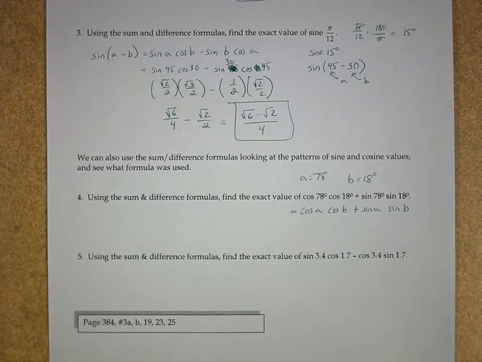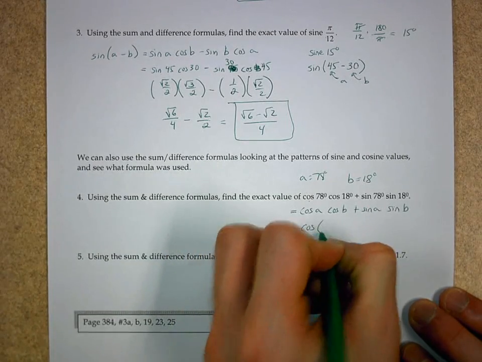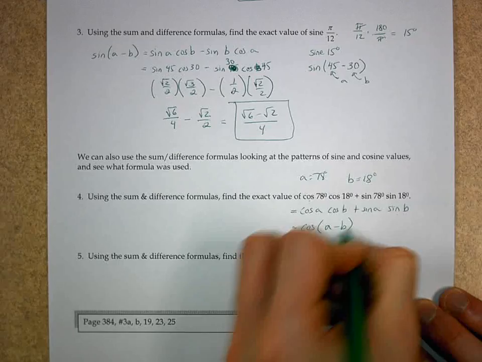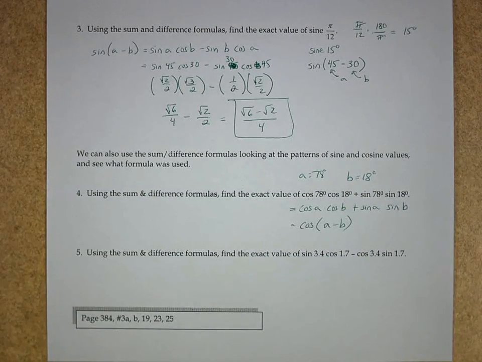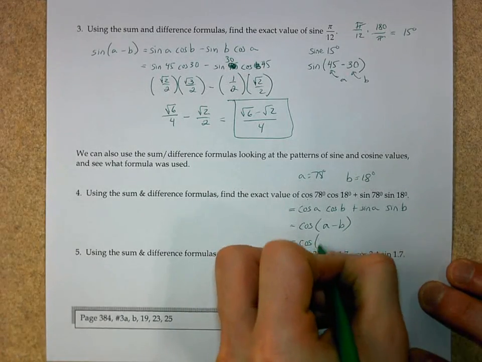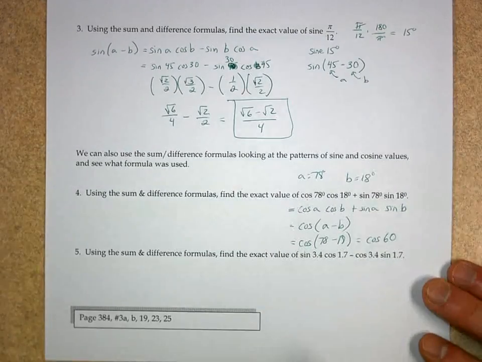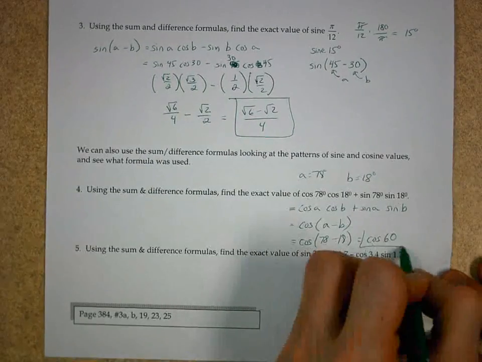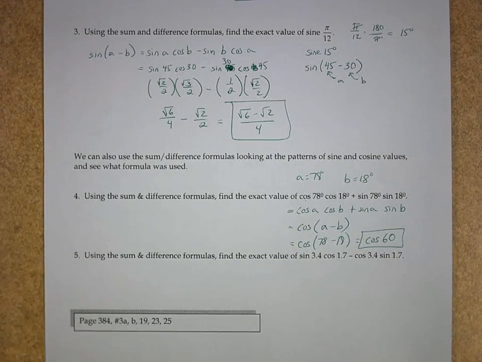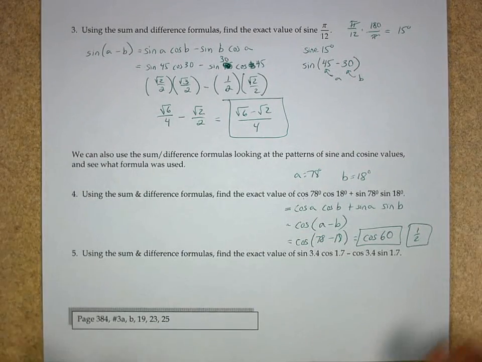So which of my formulas is the cosine of A, cosine of B, plus sine of A, sine of B? And if you look at it, this expression is the exact same thing as the cosine of A minus B. So since I said A is 78 and B is 18, I'm dealing with the cosine of 78 minus 18, which is going to be the cosine of 60 degrees. Or if you want to plug that in and get your value, it's going to be 1/2.